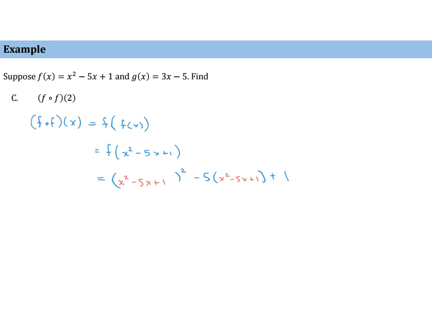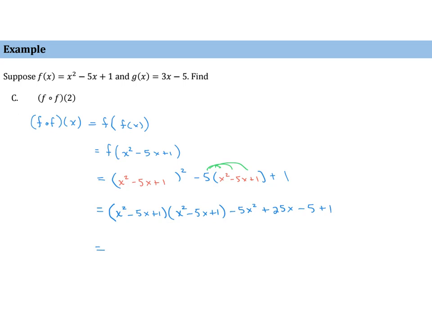So now squaring this x squared minus 5x plus 1, I'll write that out. I won't do that in my head. X squared minus 5x plus 1 times x squared minus 5x plus 1. And now we can distribute.